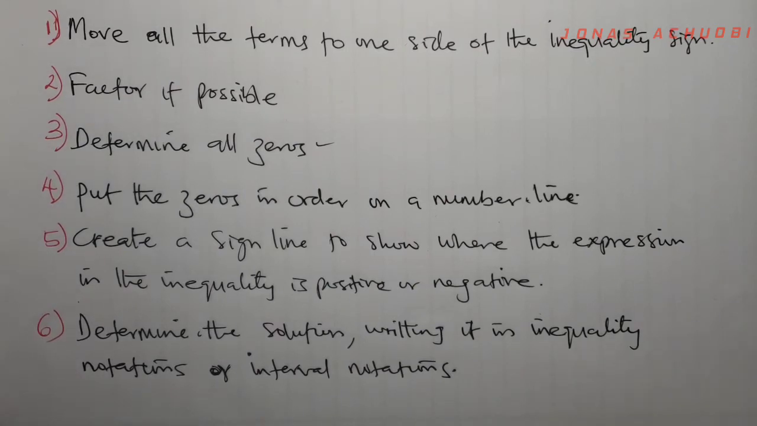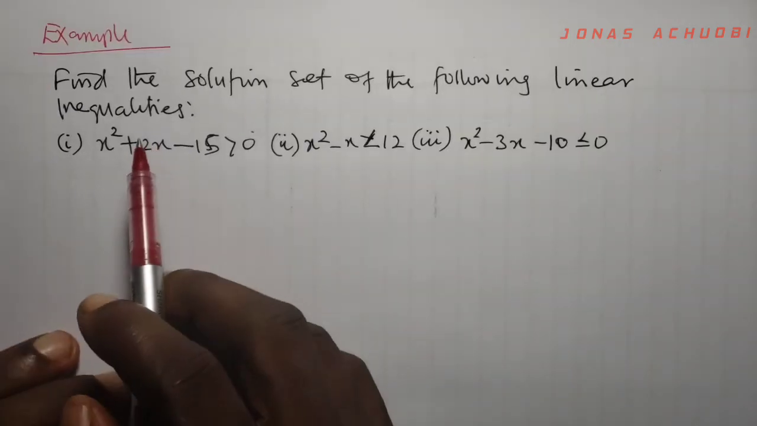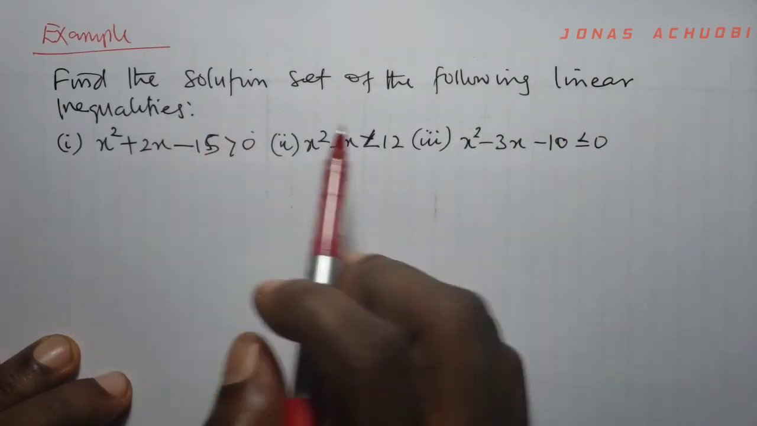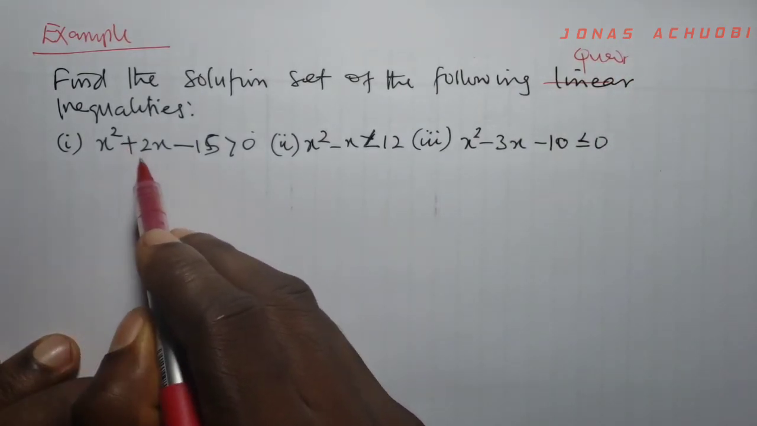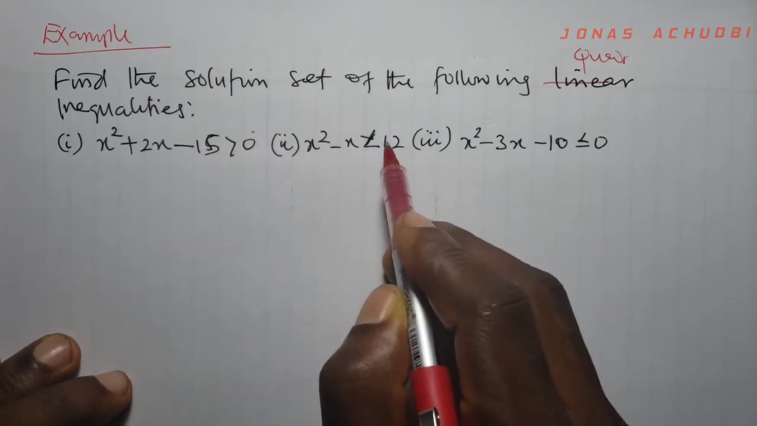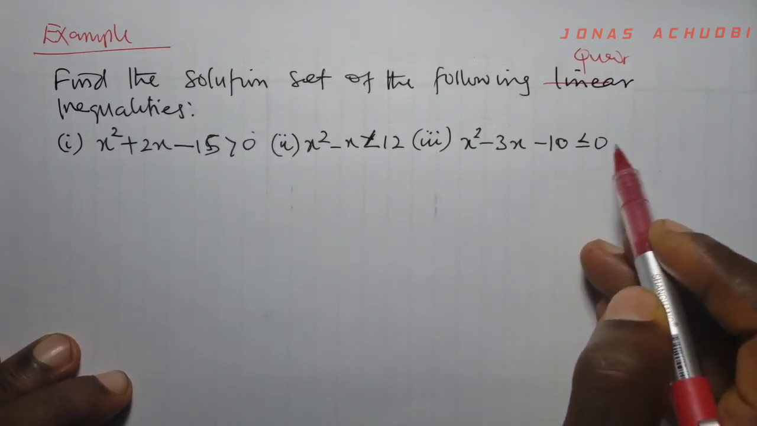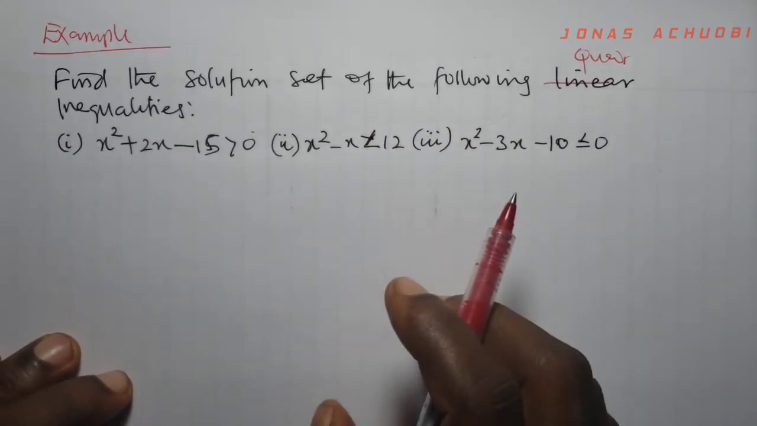Well, we're now going to take 2 or 3 very good examples to illustrate how all these steps are applied to get the solution set of our quadratic inequality. Example: find the solution set of the following quadratic inequalities. 1. x squared plus 2x minus 15 greater than 0. 2. x squared minus x less than 12. 3. x squared minus 3x minus 10 is less than or equal to 0. So after these 3 examples, you will understand fully how we go about this.